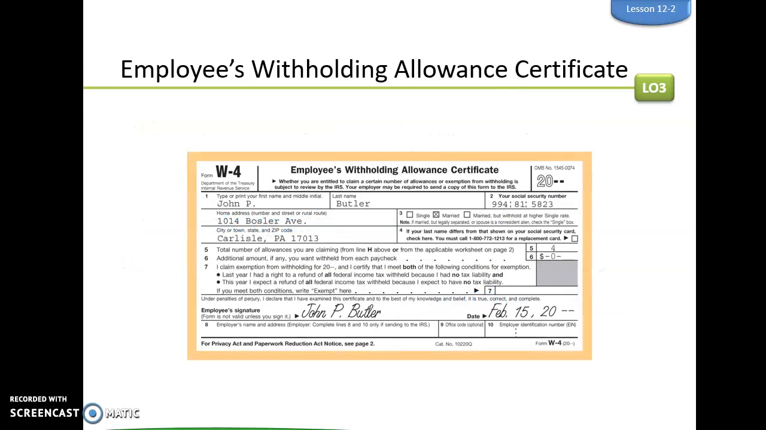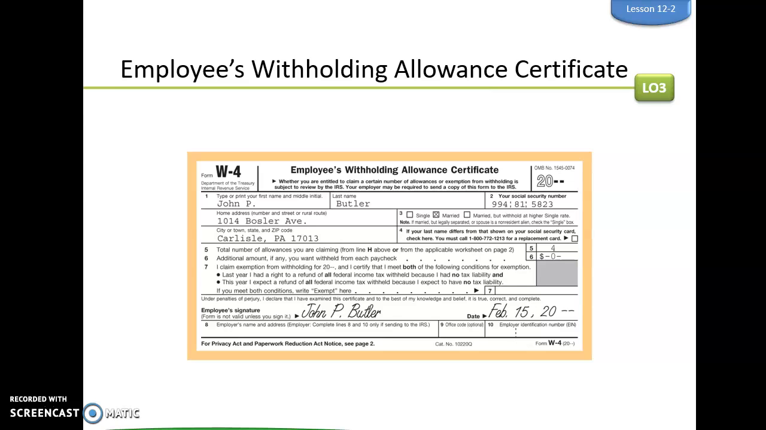So this is a W-4. Again, the new W-4 this year, there was a new one for 2020, and it looks a little bit different than this. But this is what the standard one looks like. So you would have to put your information down, your Social Security.